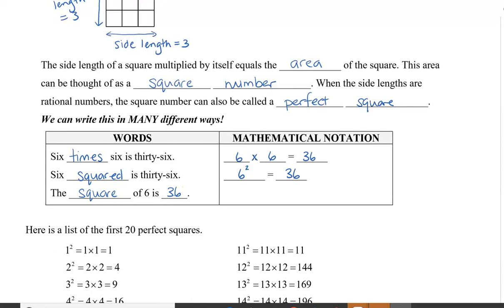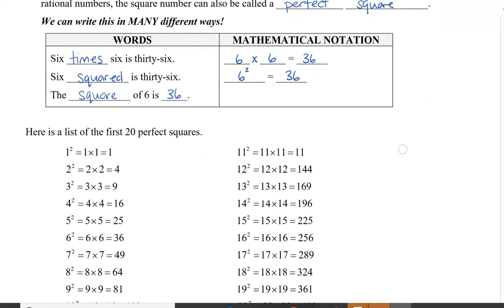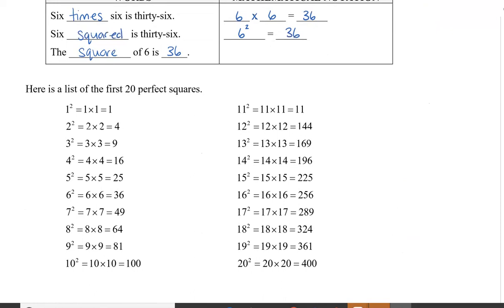Now, I've listed here the first 20 perfect squares. You probably know the first 12 just from knowing your times tables. And 20 squared is probably pretty easy to remember since it's 2 times 2 and then 2 zeros added at the end. So it is nice to have these memorized so that you can actually recall your squares quickly and we can do other things with them later on.